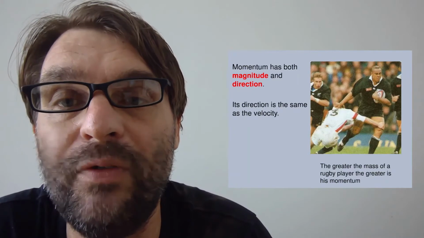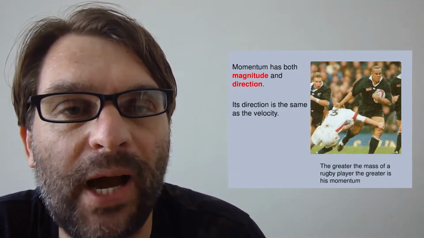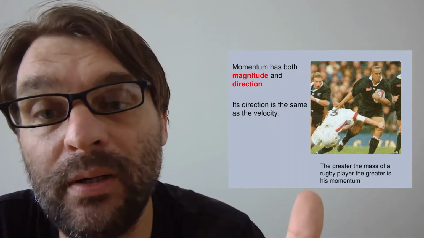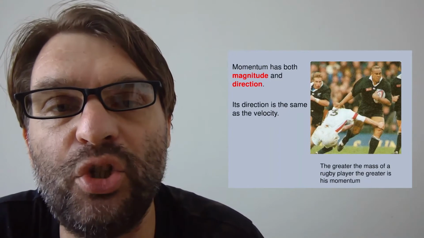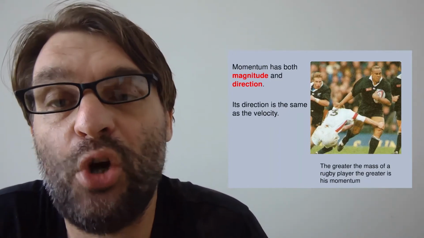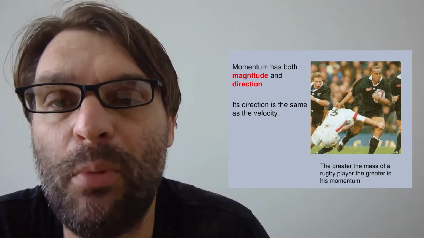object is moving in. Just for example, here we have Jonah Lomu in the Rugby World Cup. He has a forward momentum because that's the direction of his velocity. It's forward towards the try line. And because Jonah is about 110 kilos, he has quite a large momentum.